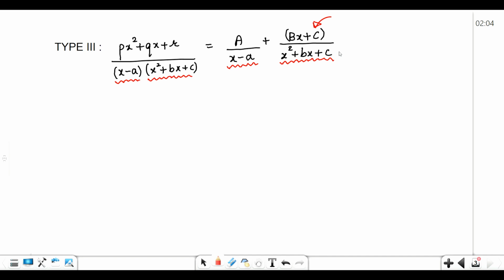So we will solve 2 to 3 problems based on this, covering all the types, so that you understand, and also how to find the values of A, B and C. Now let me take the first example here.